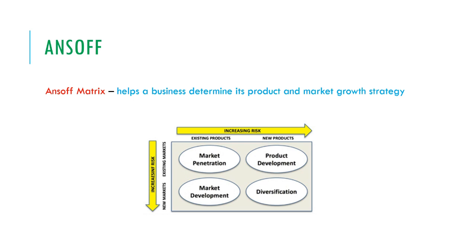I'll first explain the whole thing. So then on the downwards axis you have increasing risk as well, but with new markets and existing markets. So what this means is that when you go to introduce a product to a market, you can either do it with an existing product in an existing market.